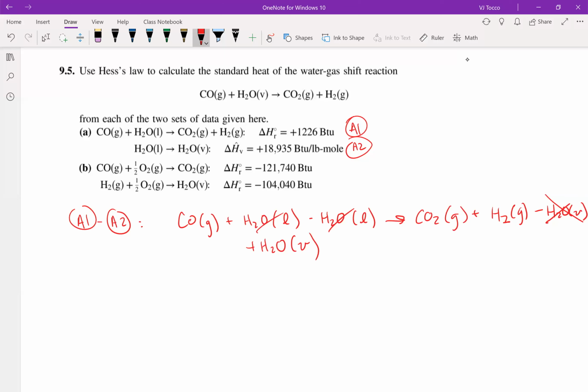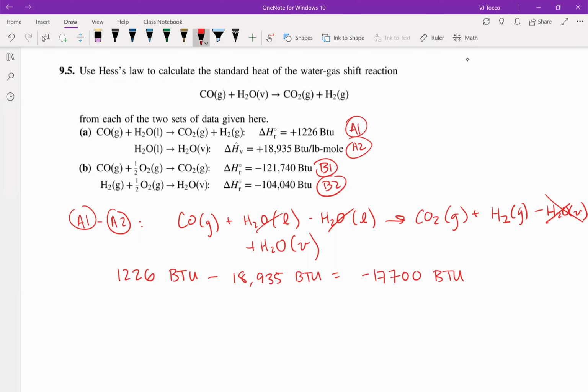So by subtracting A1 minus A2, I obtain the reaction that I want, and therefore I can take the heat of reaction 1 minus the heat of reaction 2. So 1,226 BTU minus 18,935 BTU is equal to minus 17,700 BTU.